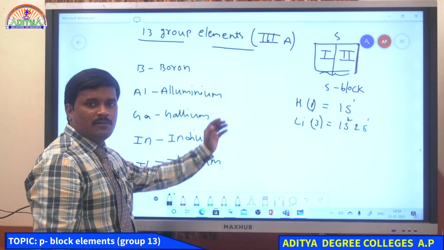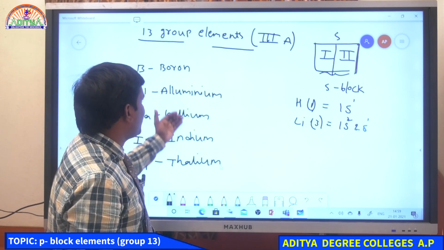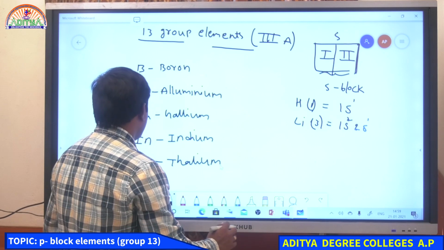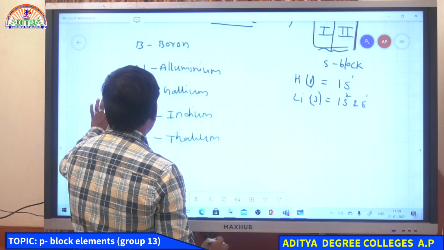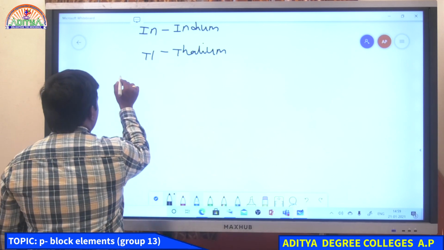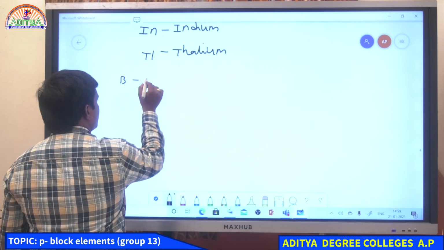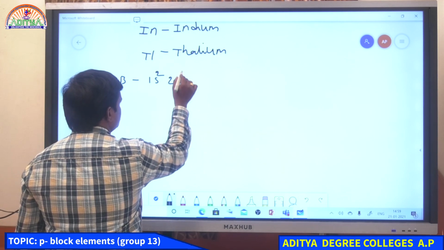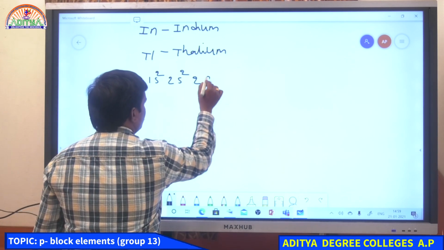All these 5 elements are known as boron family or 13th group elements. So in these, the last electron enters into p orbital, as in boron. So boron electronic configuration is 1s2, 2s2, and this is 2p1.